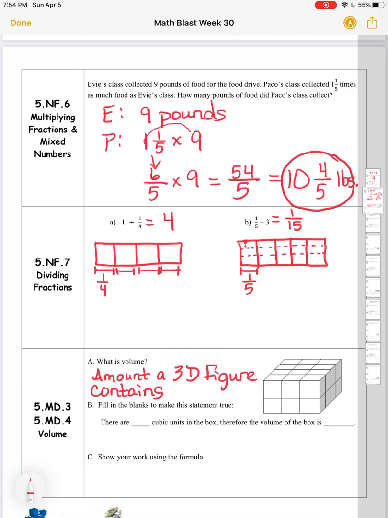And so we see here to the right a rectangular prism there. It says, fill in the blanks to make this statement true. There are blank cubic units in the box. Therefore, the volume of the box is blank.